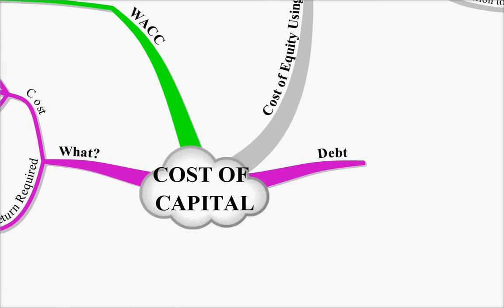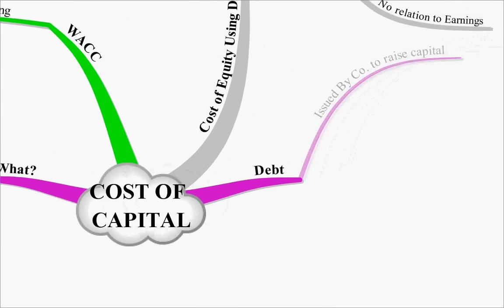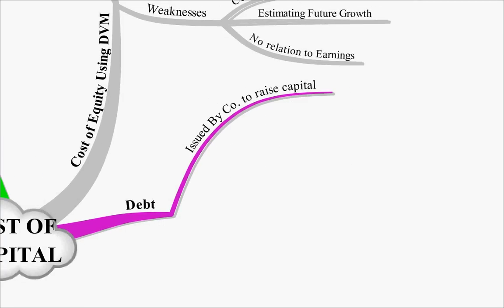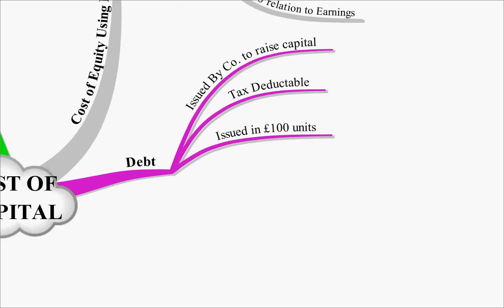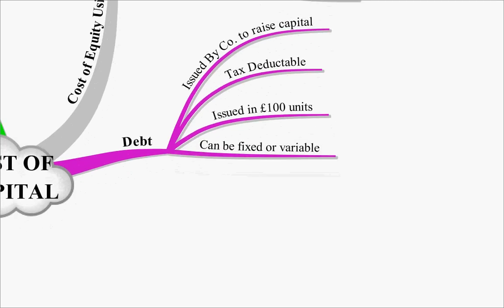So, debt finance then. We've looked at equity. How do we value our debt? Remember, the debt is issued by the company to raise capital. It's tax deductible. It's issued in £100 units or $100 units, and it can be fixed or variable rate.